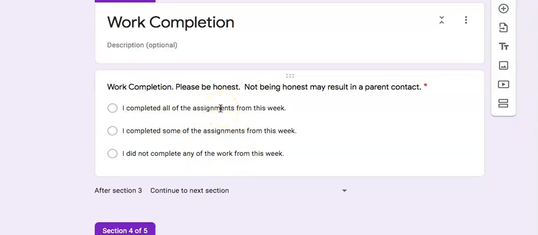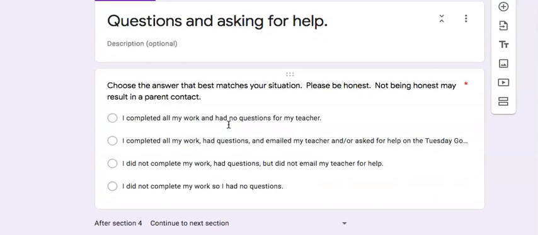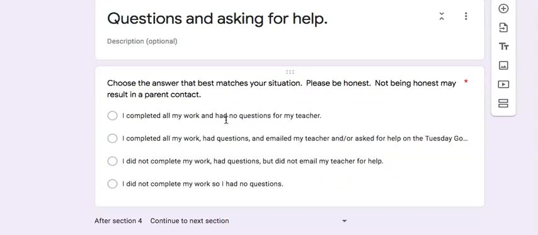I know some people were checking that they were getting all the work done, but they really weren't getting all the work done. So I don't know if you were just showing that to your parents saying, hey, mom, hey, dad, look, I finished all my work, but just keep in mind that not being honest may result in a parent contact. And the same thing, asking for help. We do expect you to ask for help if you need it. So this is just, are you asking for help? So pick the category or pick the situation that best matches your situation.